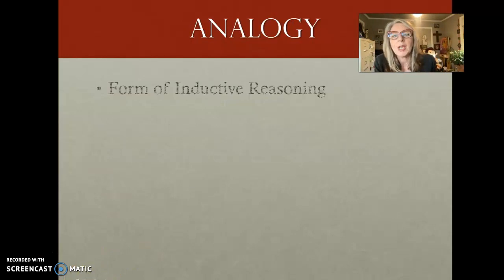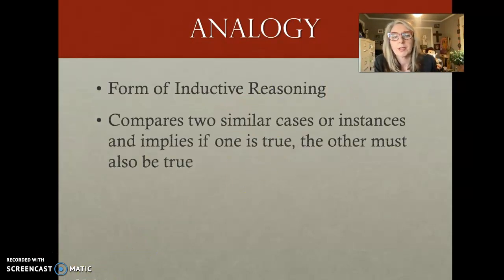Another way to do this, a form of inductive reasoning, is analogy. So analogy compares two similar cases or instances and implies that if one is true, then the other must be true. So let's take the bear example.